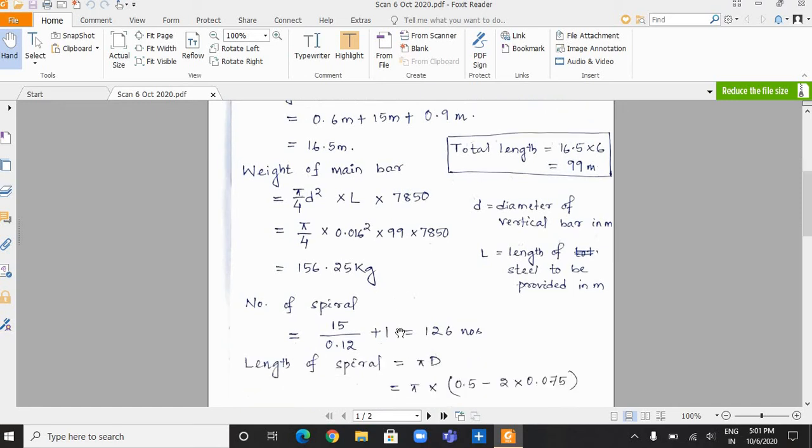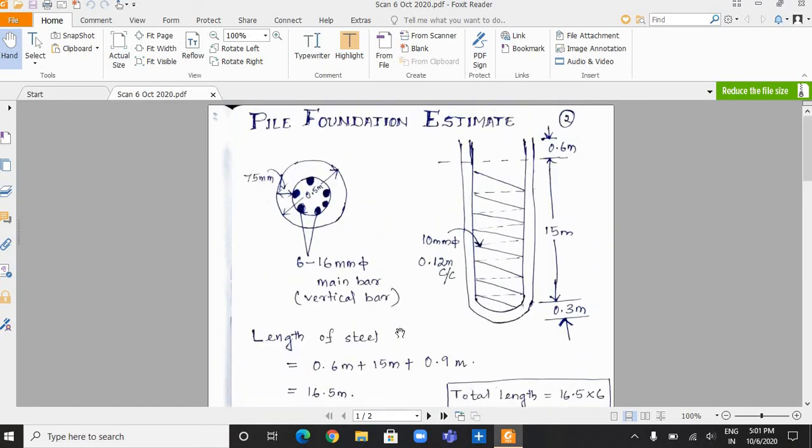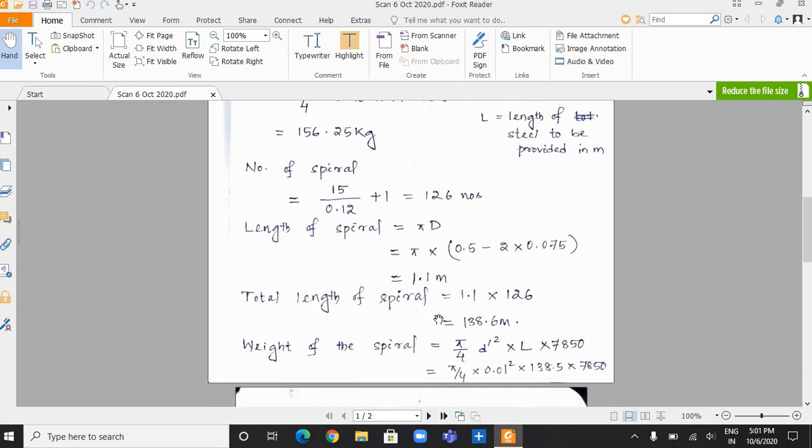Then next we shall find the number of spirals. In the diagram here you can see a certain number of spirals provided with 10 mm diameter and 0.12 meter center to center spacing. So the total length on which spirals are provided is 15 meter divided by the center to center spacing, which is 0.12 meter, plus 1, which gives the number of spirals, equal to 126.